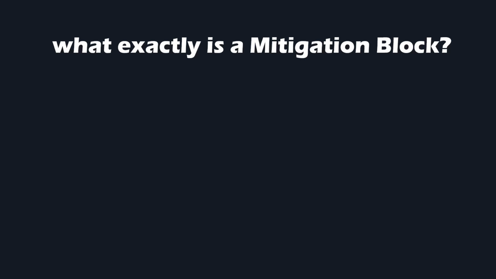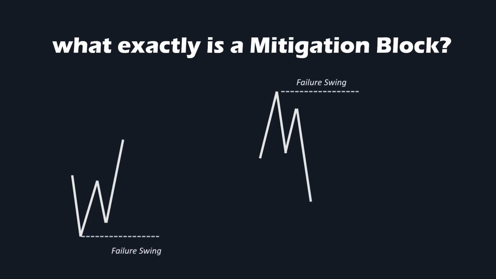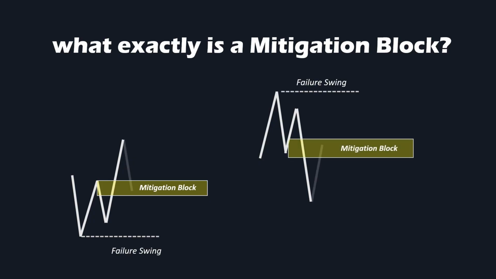To start, what exactly is a mitigation block? The concept refers to a reversal pattern where the price momentum changes direction abruptly. A mitigation block is a failure swing that occurs when price fails to swing higher or lower in a bullish or bearish market respectively. Smart money buys during bearish candles and sells during bullish candles.